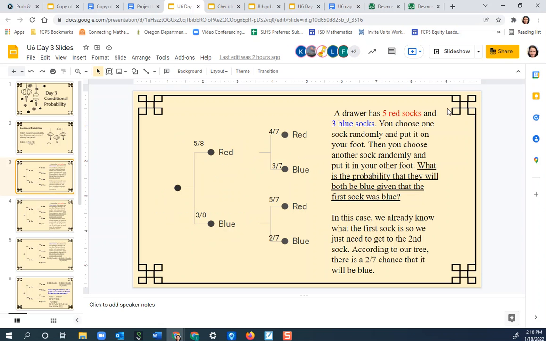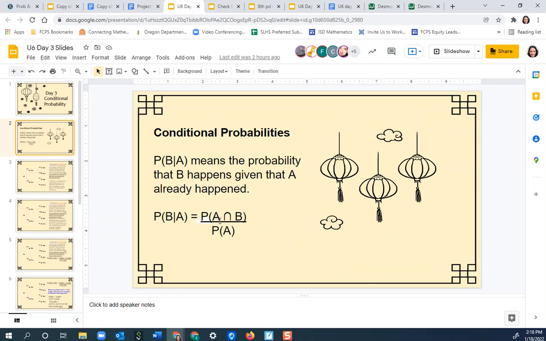Sometimes it's obvious, like this one says, what is the probability that they will both be blue given that the first sock was blue? In this case, we already know what the first sock is, so we just need to know the second sock. And on the tree diagram, it says that there's a 2/7 chance that the second sock is blue. And so that's just it, it's just 2/7. We already knew that the first sock was blue. But sometimes we're going to need to go back and use this formula. And the formula is the probability that they both happen divided by the probability that that given thing happened.